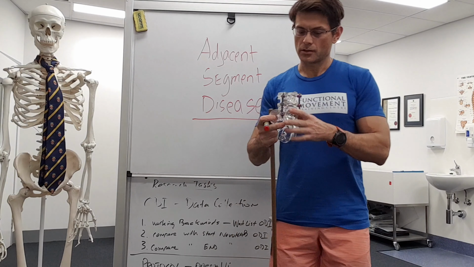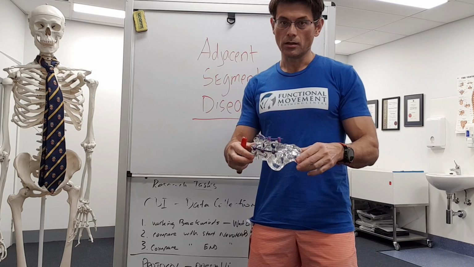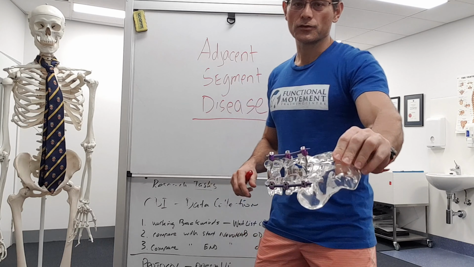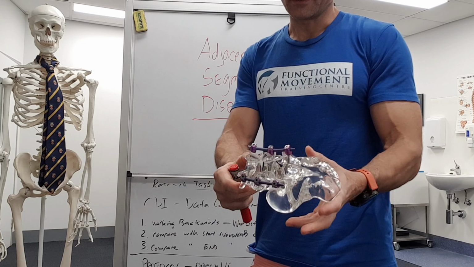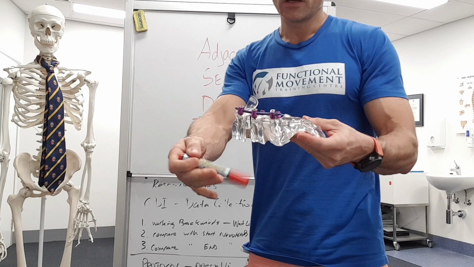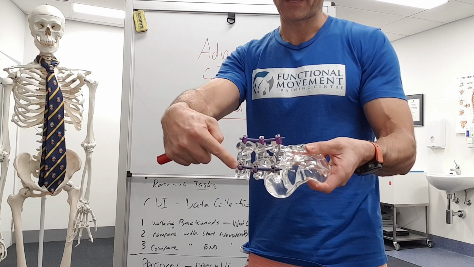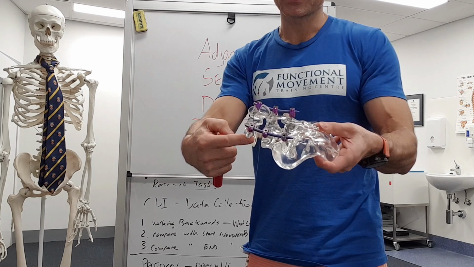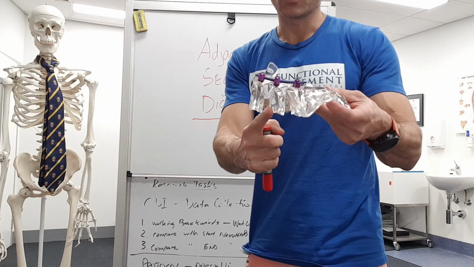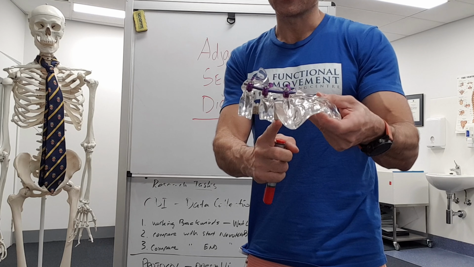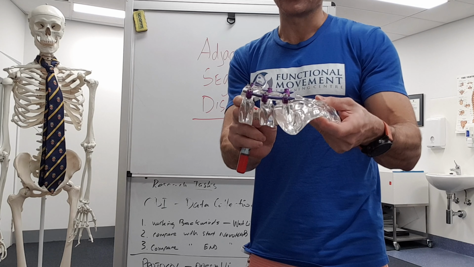To help explain adjacent segment disease I've got a spine model, and it has a lumbar fusion implanted into the model. You can see it has pedicle screws running down into the vertebral body, and a rod that spans those two motion segments. In this case it's spanning L4-5 and L5-S1, and in between the vertebral bodies there are implants that facilitate the bone graft to fuse the adjacent bones.